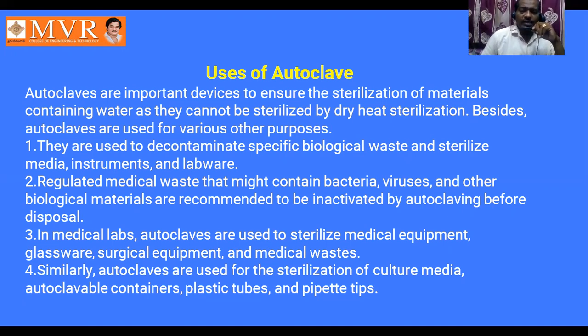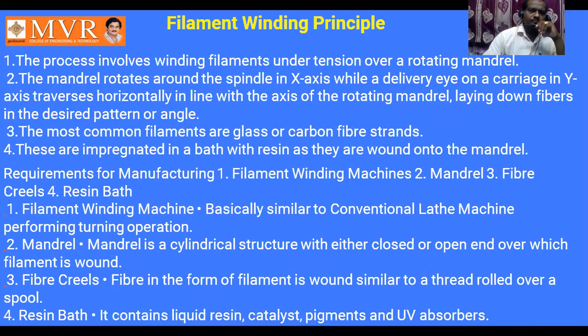So autoclave is a method of sterilizing, that is decontaminating a surface, an object or a component by using steam which is generated by water. That is the basic principle of this one. So these are the uses of autoclave.